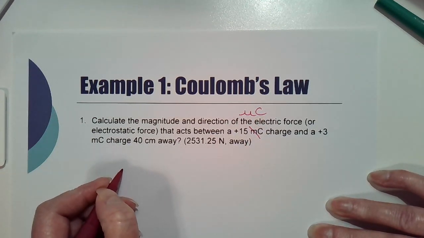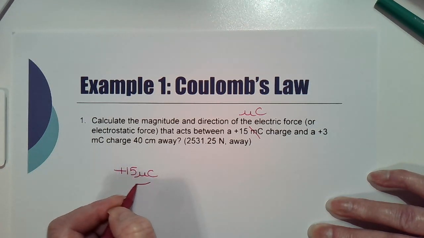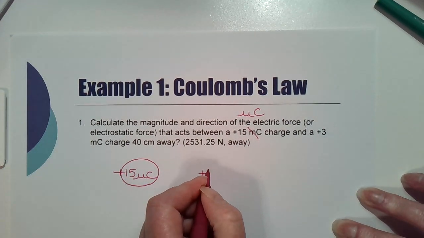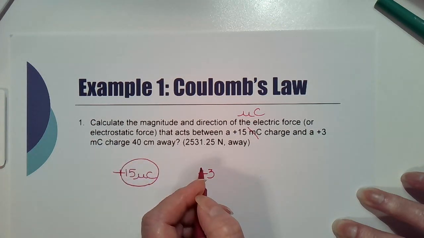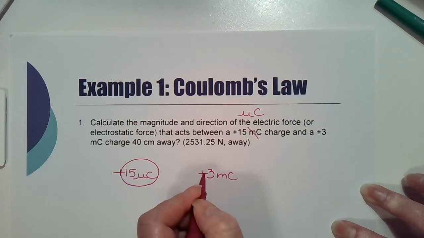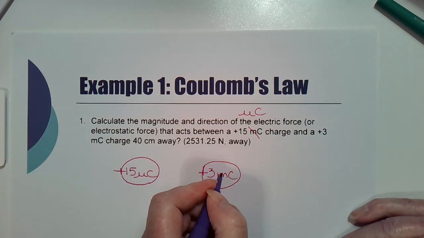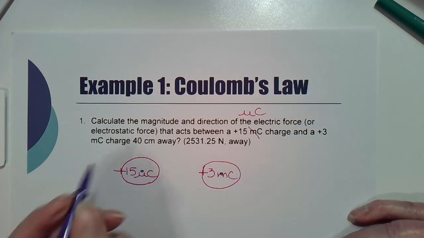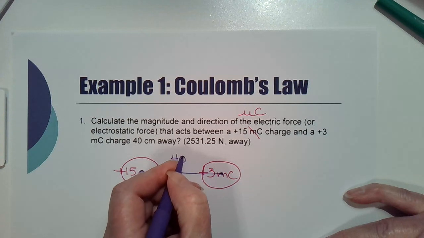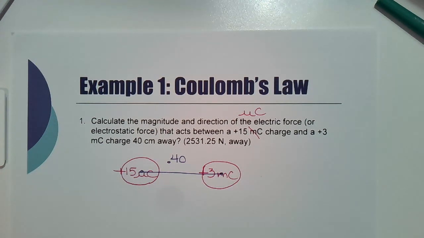So I'm going to draw this out. So positive 15 microcoulomb, I'm going to circle it. And then I now have a plus 3 millicoulomb charge, like millimeter, milliliter. If I could mentally turn each of the charges into a dot and connect their dots, they would be 40 centimeters apart. But I have to measure my distance in meters, so I'm going to write down 0.4.